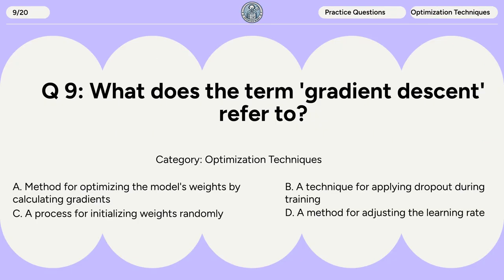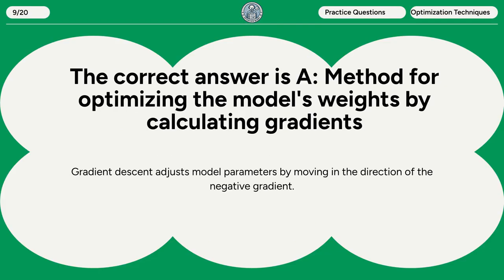Question 9. What does the term gradient descent refer to? A. Method for optimizing the model's weights by calculating gradients. B. A technique for applying dropout during training. C. A process for initializing weights randomly. D. A method for adjusting the learning rate. The correct answer is A. Method for optimizing the model's weights by calculating gradients. Gradient descent adjusts model parameters by moving in the direction of the negative gradient.